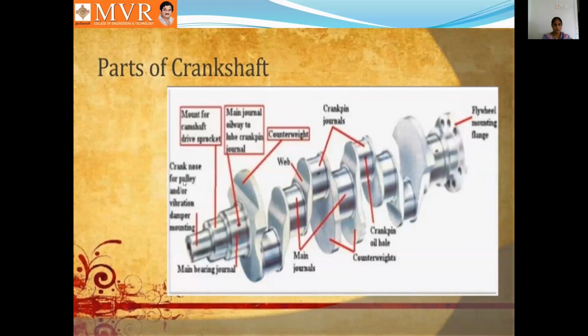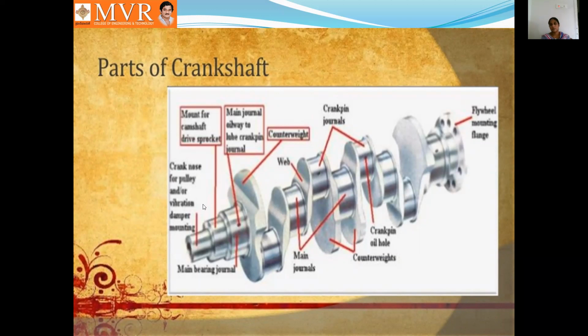First one is called the crank nose. This part is called the crank nose, for pulley and vibration damper mounting. Main bearing journal: these are fixed depending upon the bearings. Next one, mount for the crankshaft drive sprocket. Main journal oil way to lubricate the crank pin.